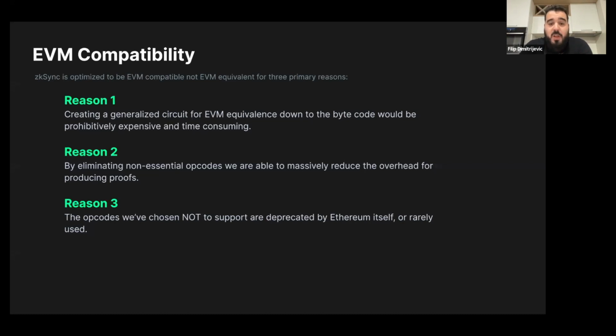And the opcodes we've chosen not to support are deprecated by Ethereum itself, or very rarely used in some very distinctive cases. In the case a project needs these opcodes, then modifications to work with zkSync are minimal, and according to our research, do not require a new security audit. And basically, any smart contract that's written for EVM will be supported by zkSync 2.0 and will hold all key security invariants. So, according again to our research, no additional security re-auditing will be required in most cases.